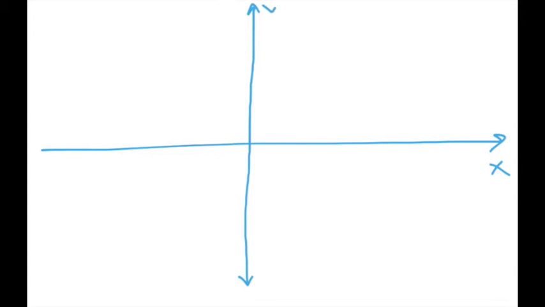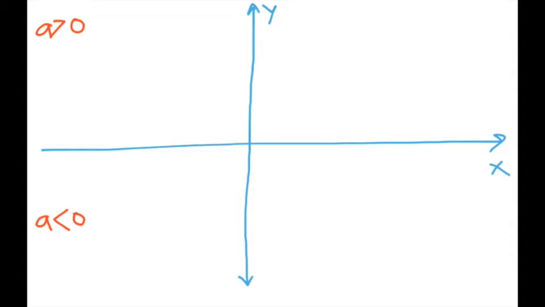This is x, this is y. Okay, let's look at all the use cases in this graph itself. First is when a is greater than 0. Remember, when a is greater than 0, the graph looks like a cup, right? Like this. Now, when a is less than 0, the graph looks like a hill, like this, right?